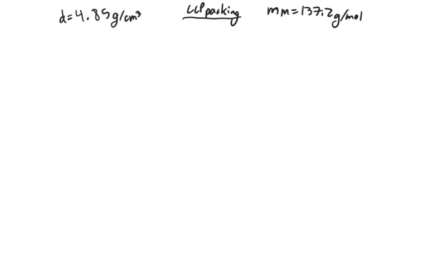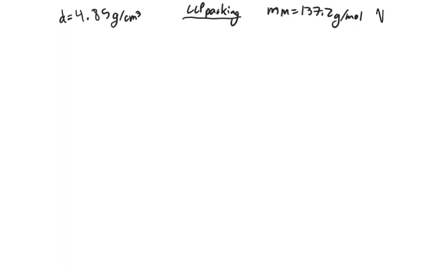So for question 1, we are told that the substance rabitonium has a density of 4.85 grams per centimeters cubed. It is in a CCP packing structure, and the molar mass is 137.2 grams per mole. We are asked to find the volume of a rabitonium atom.